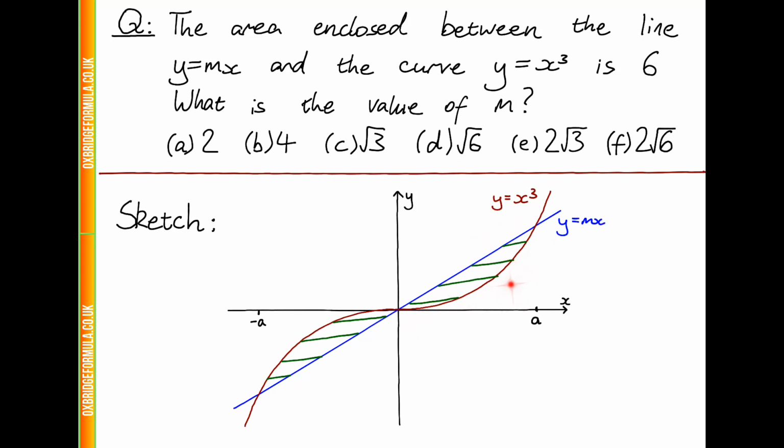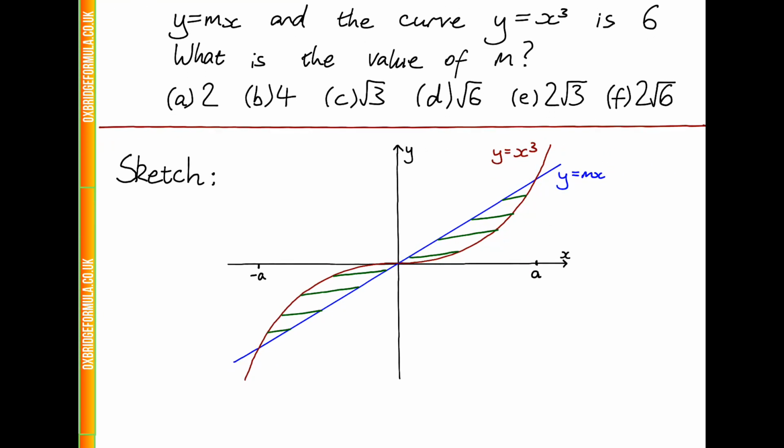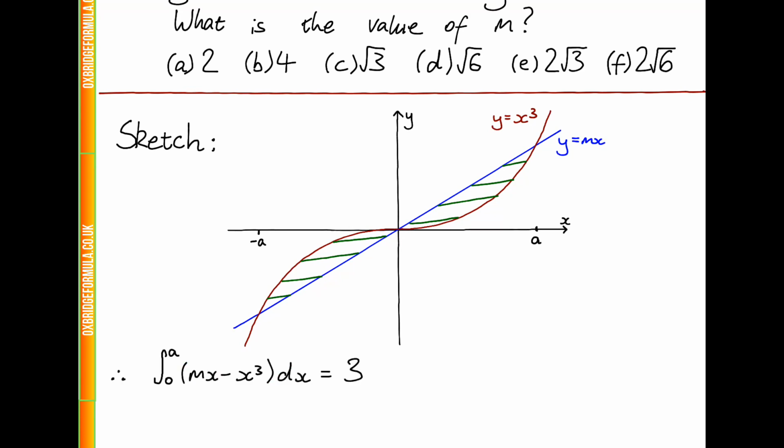So how can we write down that information? Well, this area here is the integral from 0 to a of the line y equals mx minus the integral from 0 to a of the curve x cubed. So we can therefore write down the statement mathematically that the integral of mx minus x cubed from 0 to a is equal to 3, and that tells us that this area here is equal to 3.